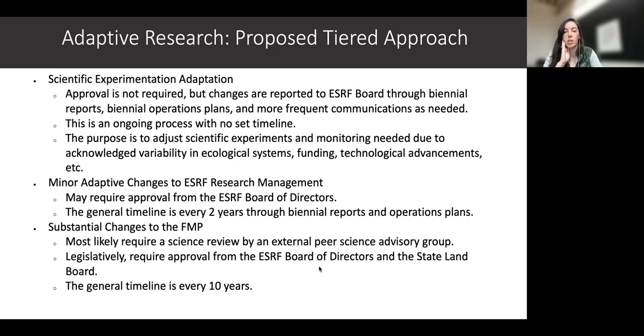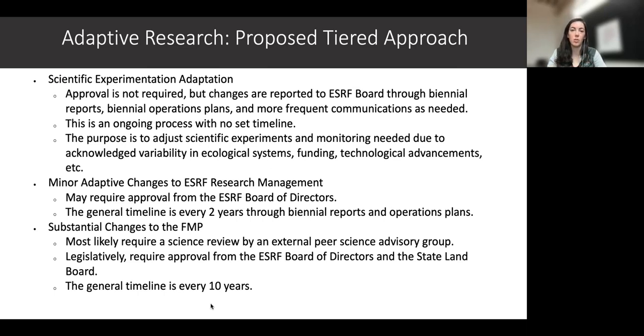And based on the legislation, this type of change at the forest management plan level would also require a discussion with the state land board. So the general timeline on this would be more on the order of every 10 years. So thanks for providing some examples of how you would see this applying, Gordy, to the work that you're doing.